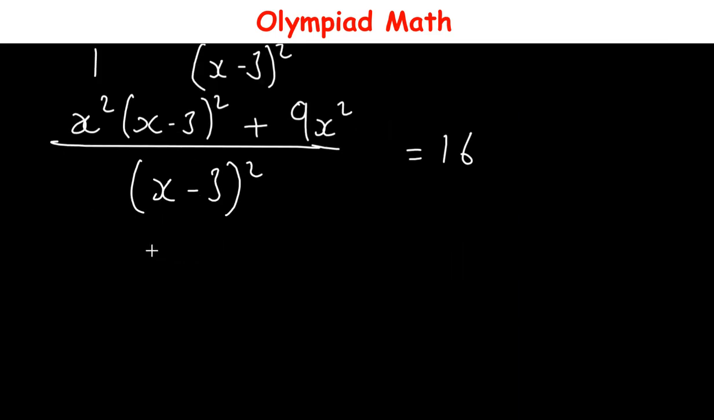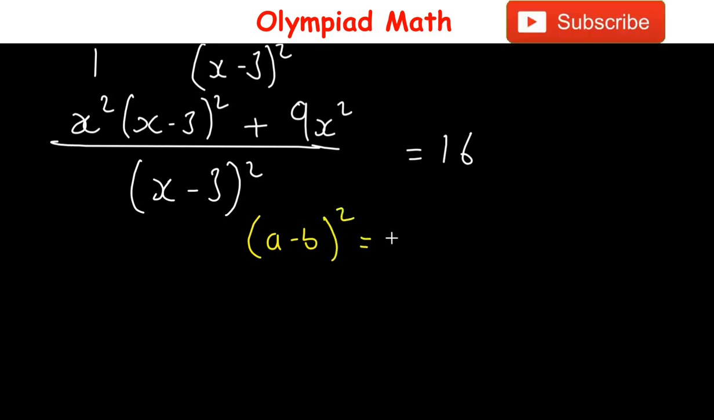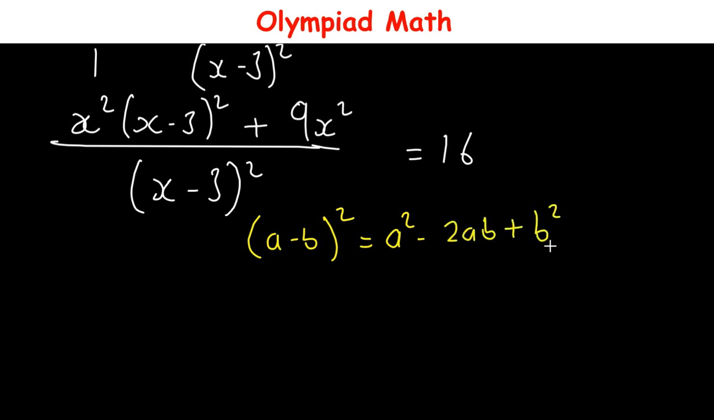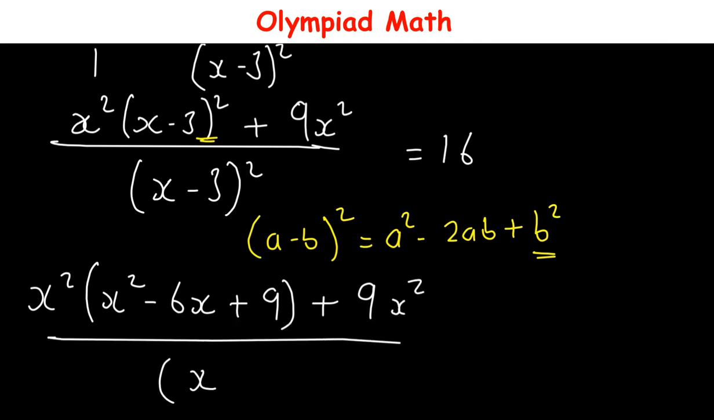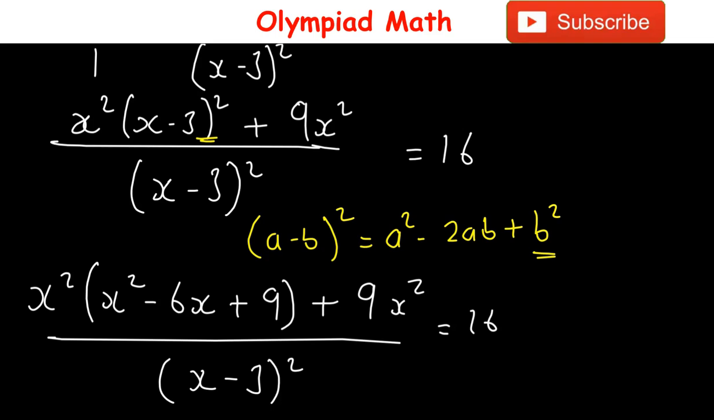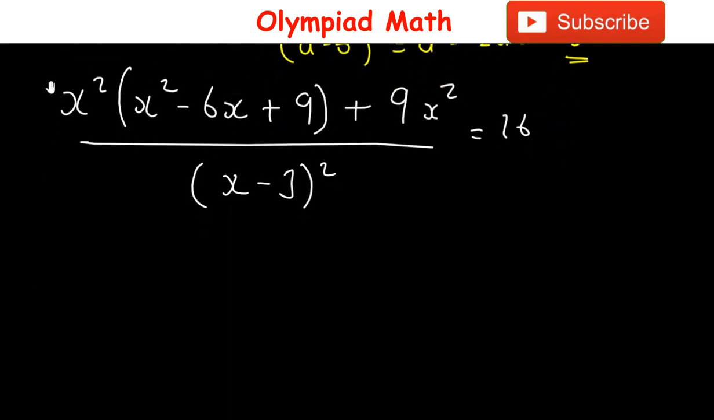Next, making use of this rule, if you have in brackets a minus b all raised to power 2, this equals a squared minus 2ab plus b squared. Applying this rule, this then becomes x squared into bracket x squared minus 6x plus 9, then plus 9x squared all divided by in bracket x minus 3 all raised to power 2, and this equals 16. So from here, x squared will multiply and open the bracket.